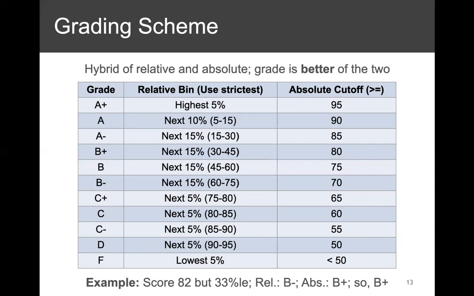And so what I would do is take the better of either of these grading schemes, and then that will be the final grade. For example, if you score 82 as your total by the end of the class, and you fall at the 33rd percentile, the relative scheme will give you a B minus, the absolute scheme will give you a B plus, and so the final grade will be B plus.